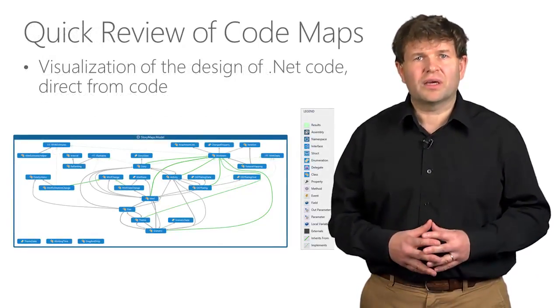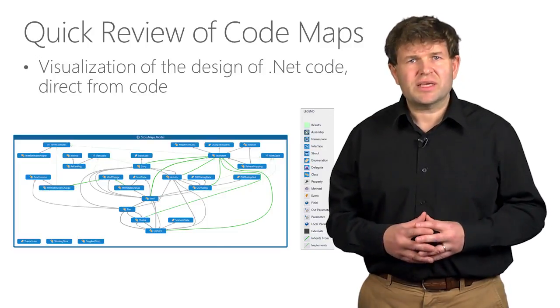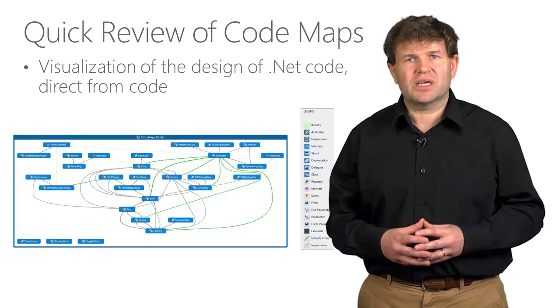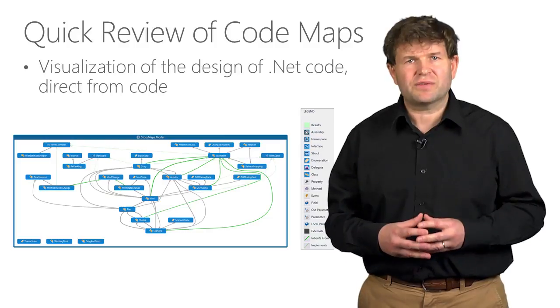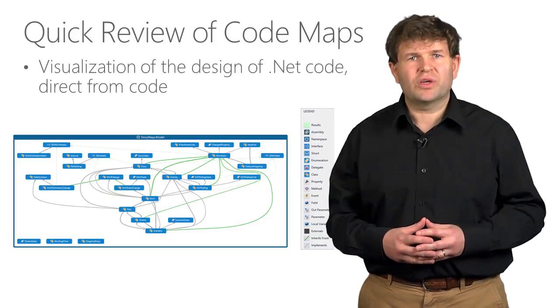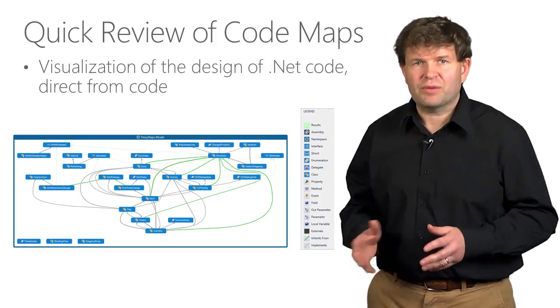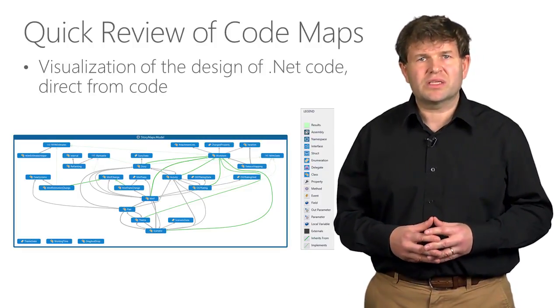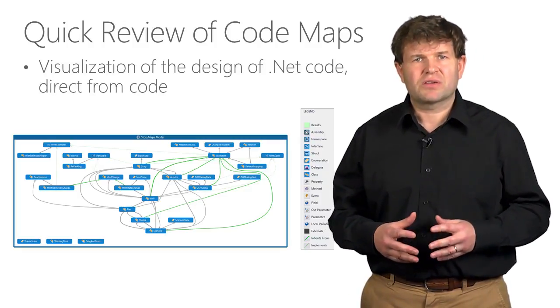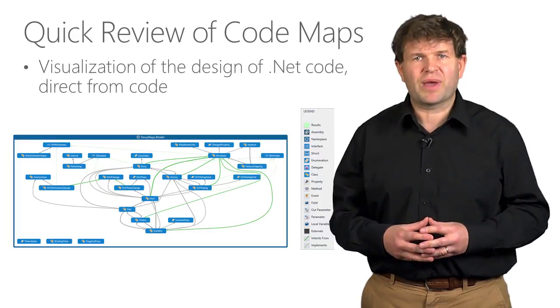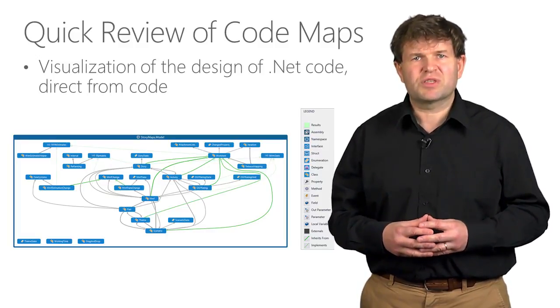So what are CodeMaps? They are visualizations of the design or architecture of code taken direct from the code, focusing on code elements and the relationships between them. The map I'm showing you here is one that we're going to create in the demo and shows classes and interfaces in a namespace and some of the relationships between those.